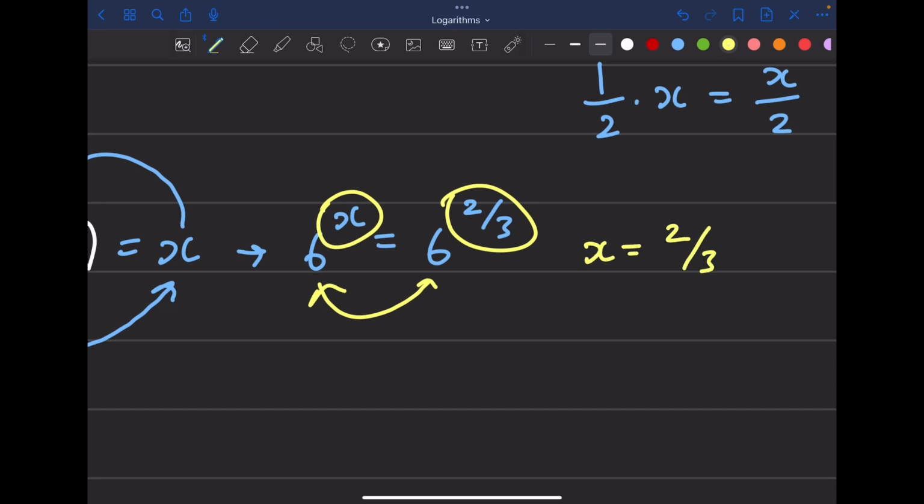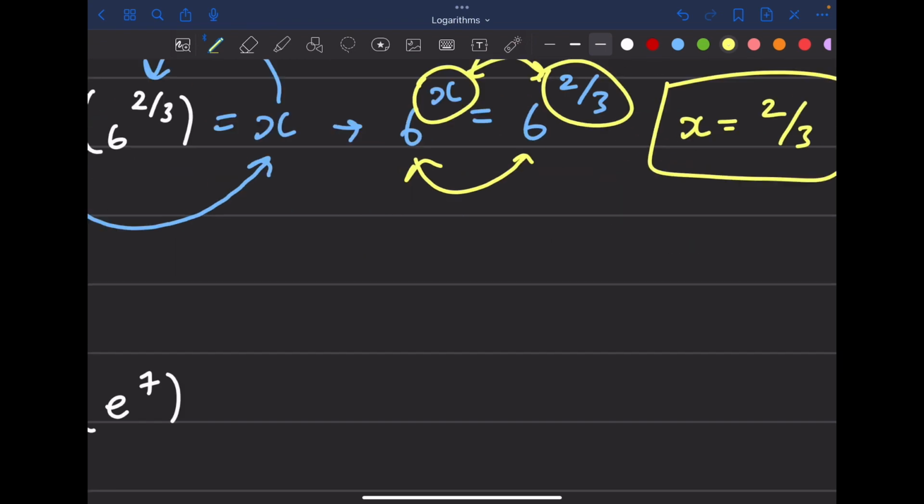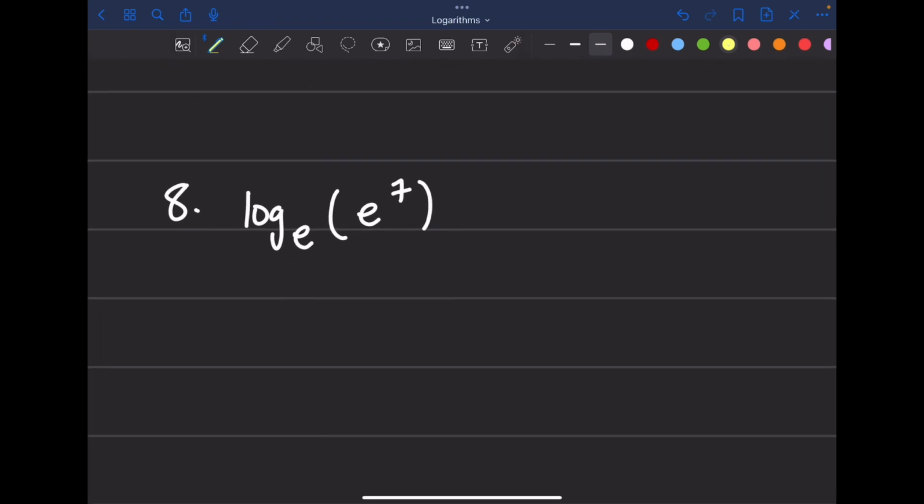Just by looking at it. You look at the exponents, you say, okay, they have to be equal. So this is our answer. That's it. Question number 8. This one is easy once again, but there's a fun fact about this. I'll tell you about it after we actually solve the question. So same loop once again.